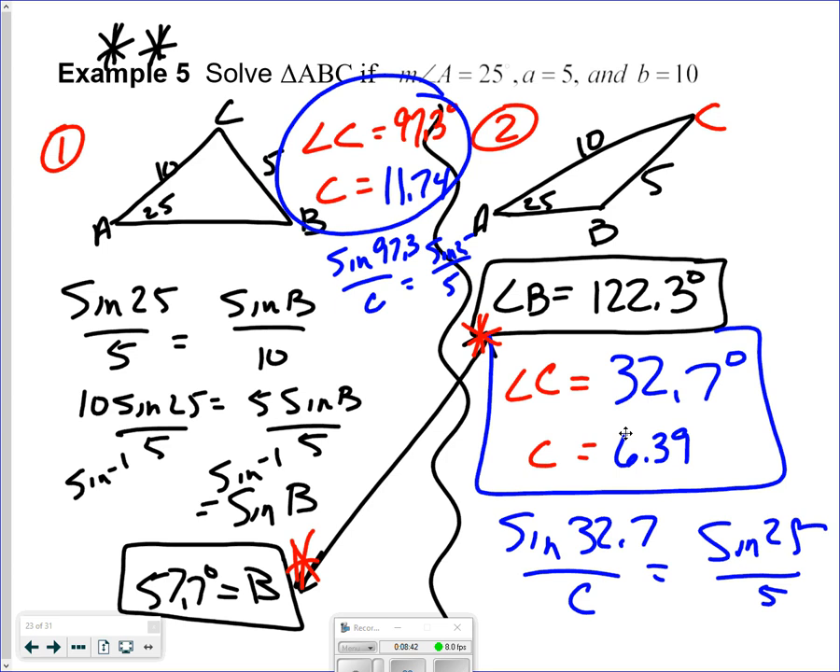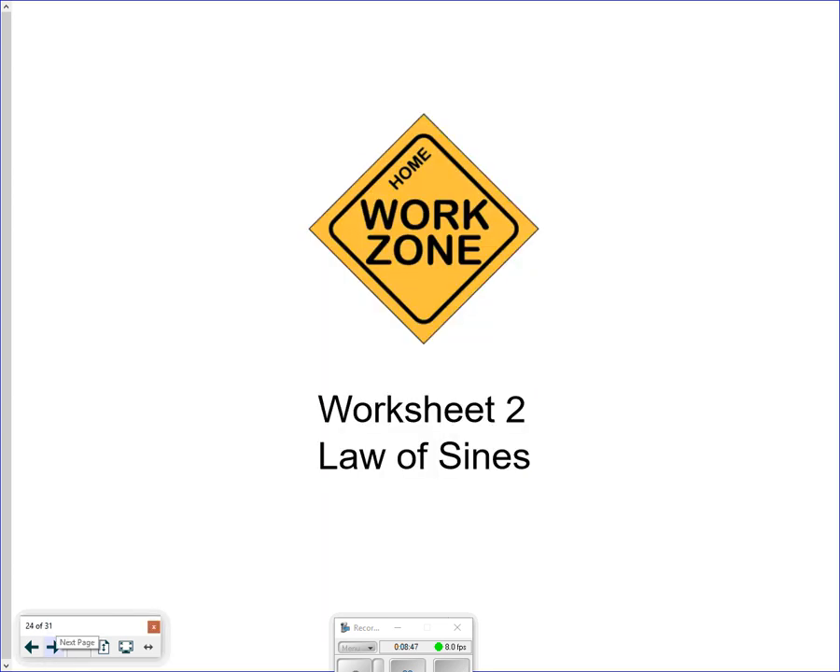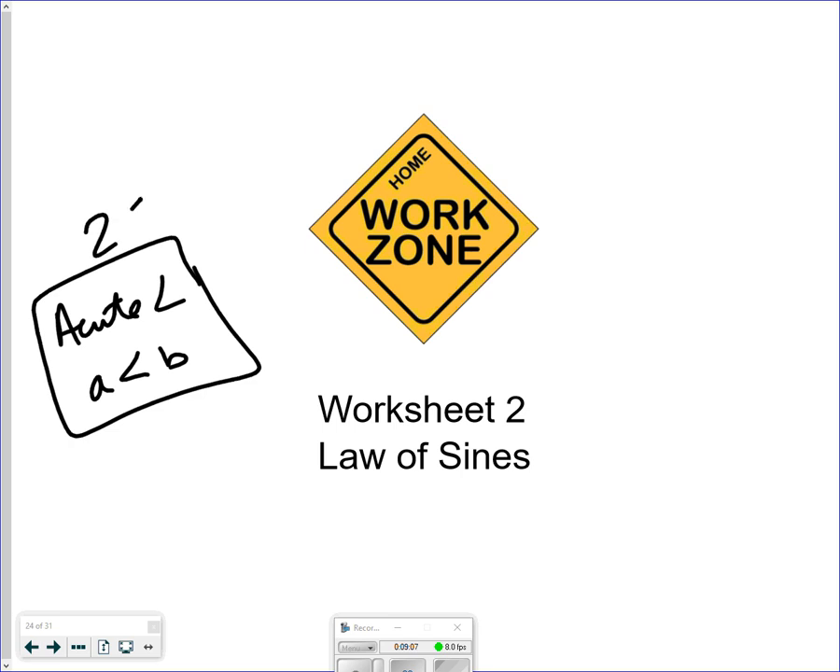I might have to do another example to help some people out, but your homework assignment is the day 2 worksheet. Again, some of them will have one answer. Some of them will have 2 answers. Just make sure you understand what you are given, and what you're looking for is an acute angle and the side opposite being smaller than the side adjacent. That is the only time you can end up getting 2 solutions.